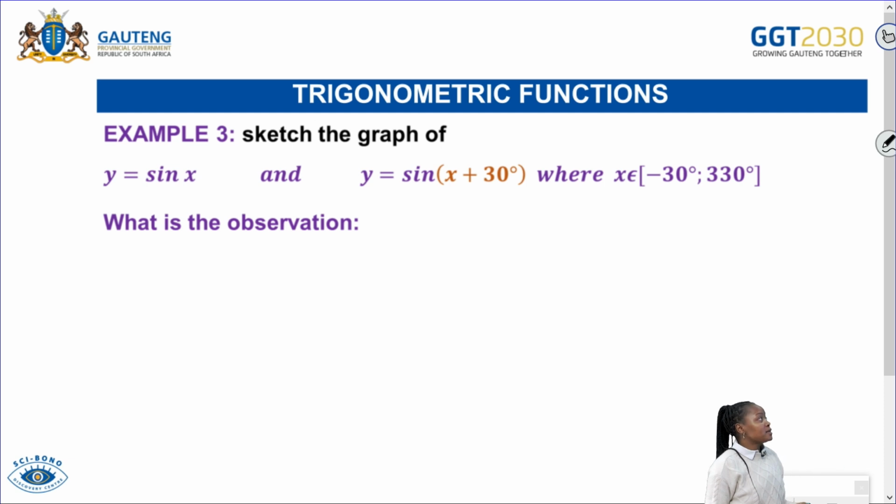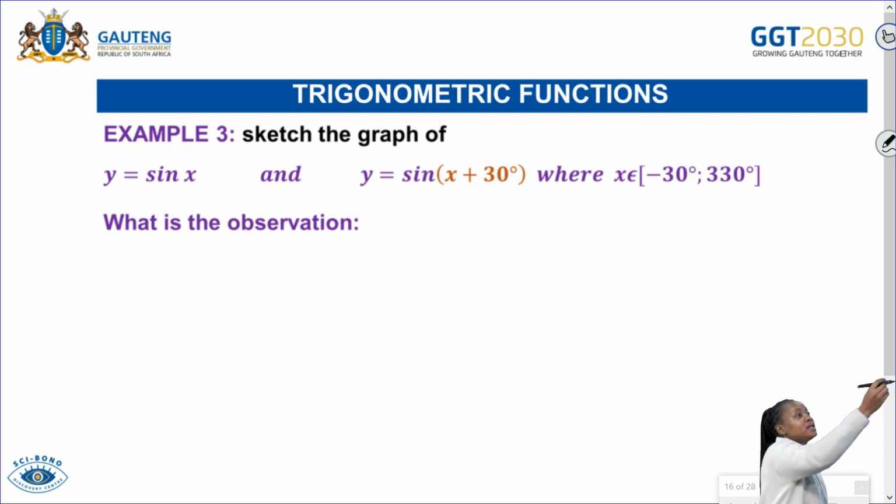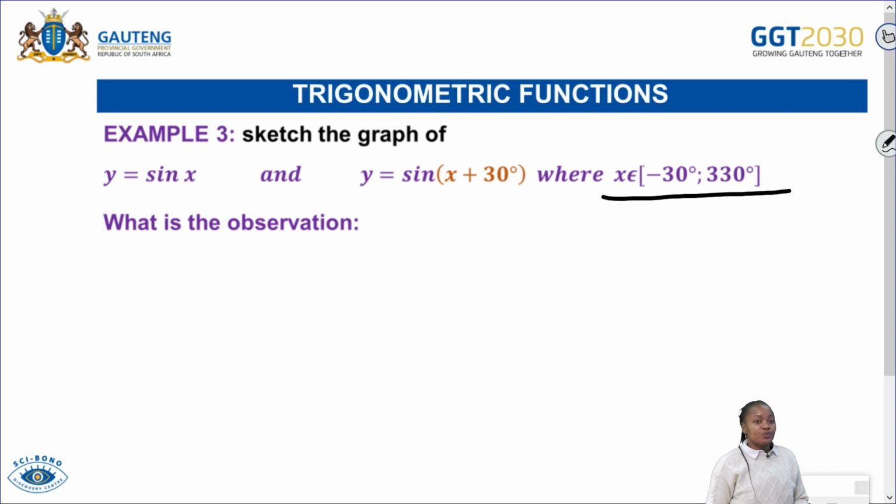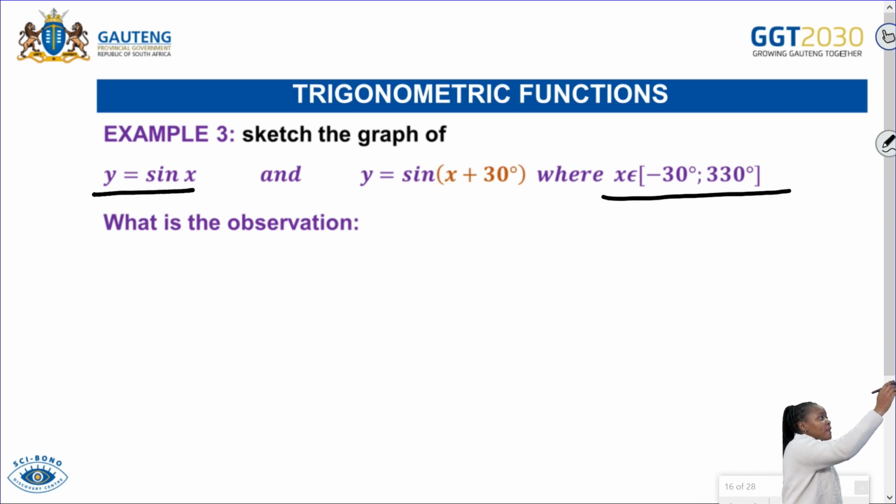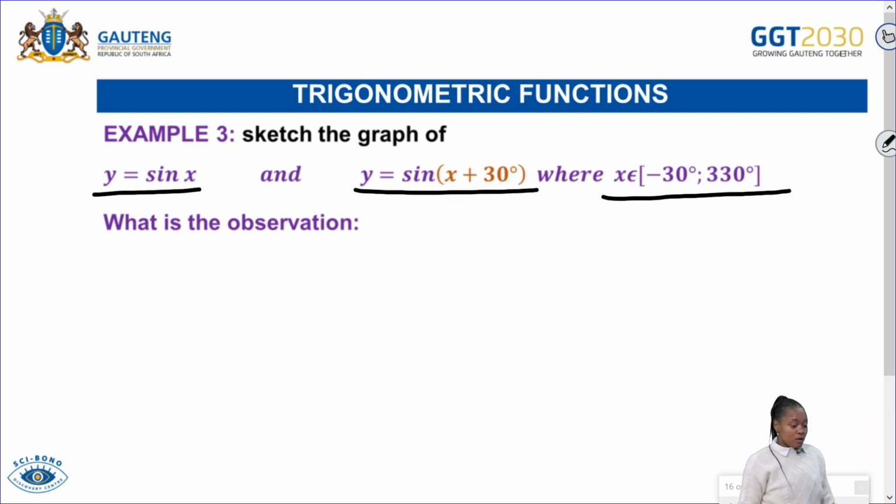Okay, example number 3, let's sketch the graph of sine x and the graph of sine of x plus 30 degrees, where x is an element of -360 to 360 degrees. So the domains are now restricted from -360 up until +360 degrees. We need to sketch this one, and then after sketching this one, we'll sketch the other on the same set of axes. Okay, we're still using the same method.